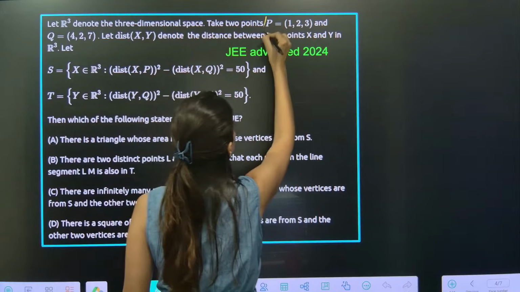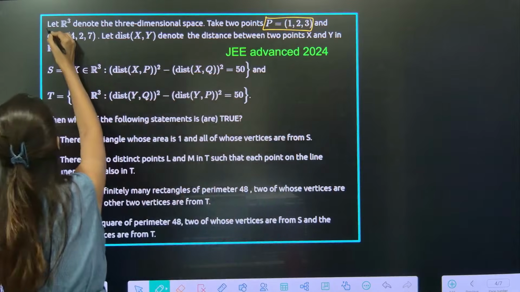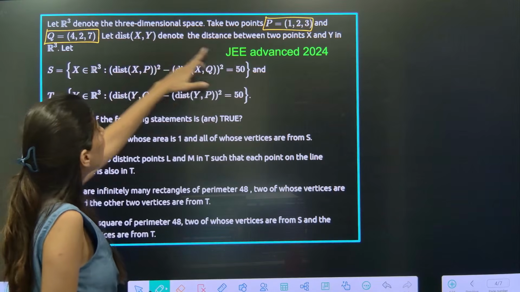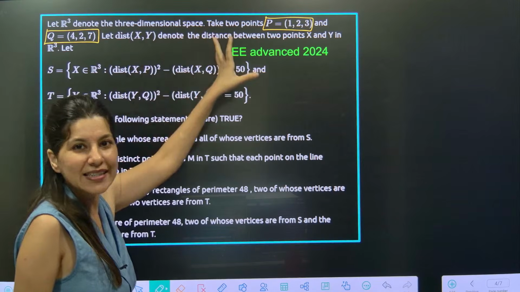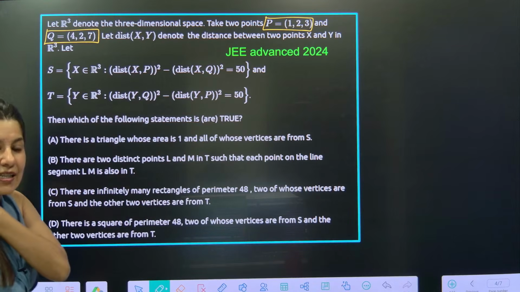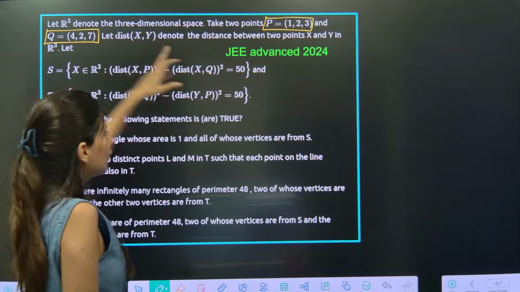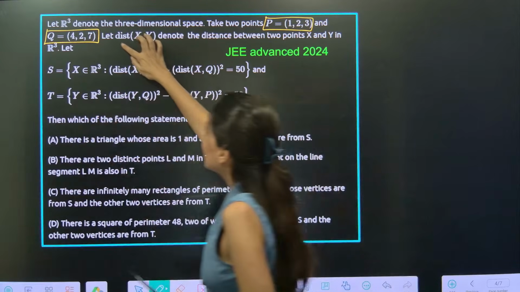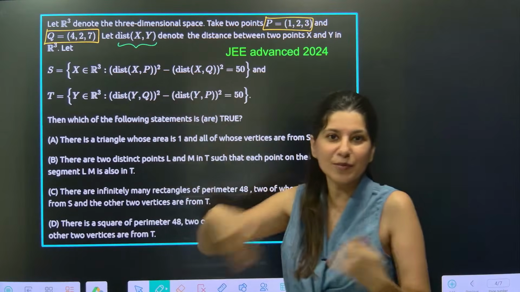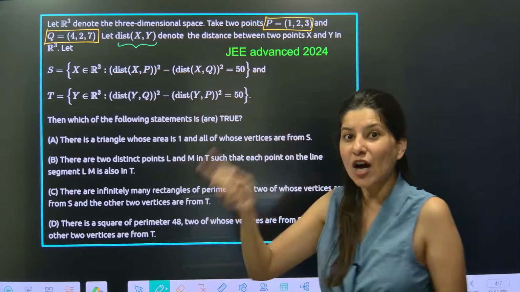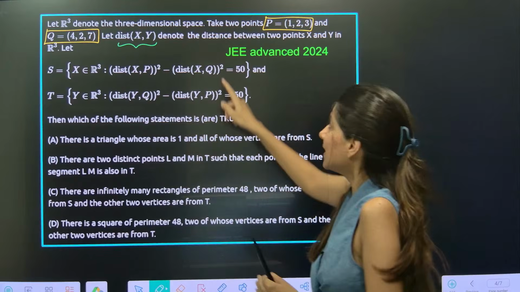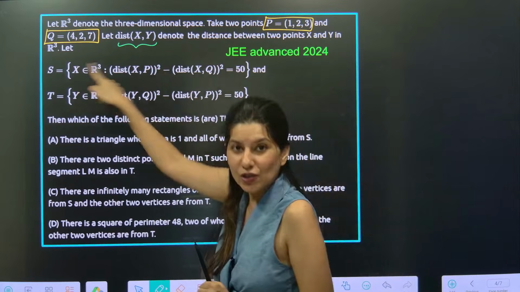Take 2 points P and Q. P and Q are the 2 points which are given to us. Let distance x comma y denote the distance between them. So this is just the basic information they are trying to tell. This is a typical JEE Advanced style, by the way, which tells that this notation is nothing but the distance between 2 points. So this is just generic information they are sharing, not part of the question. Now understand why questions of JEE Advanced are very big, because they give this unnecessary information.